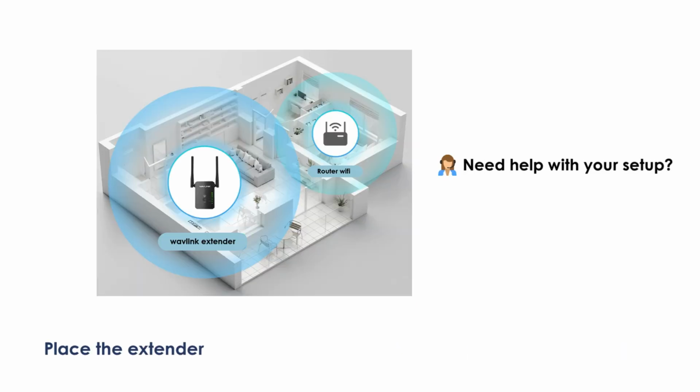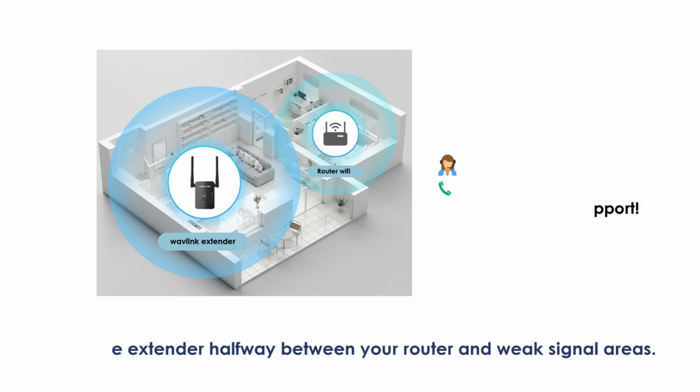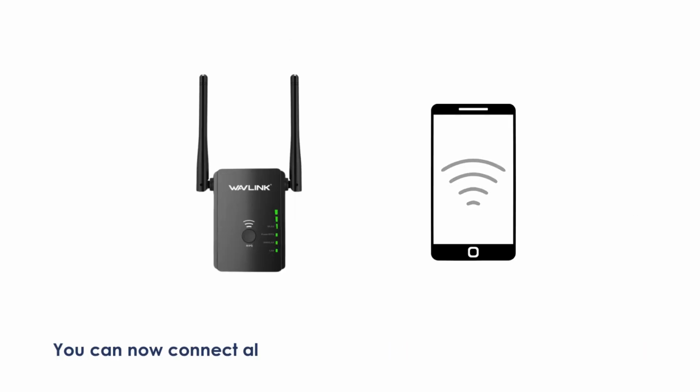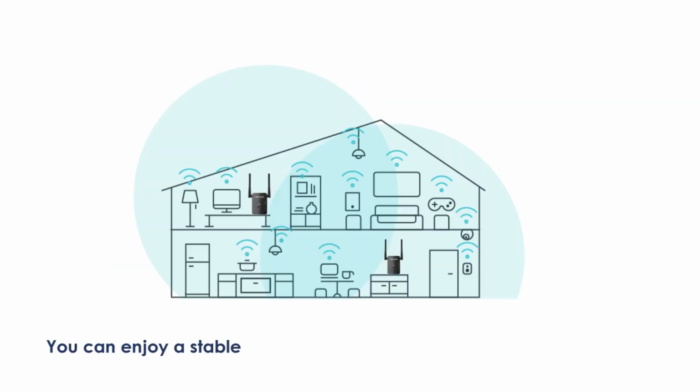Place the extender halfway between your router and weak signal areas. You can now connect all your devices to the extender's Wi-Fi network. Wavlink extender setup is complete now. You can enjoy a stable internet connection even in network dead zone areas in your homes.